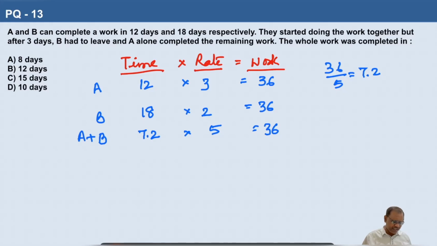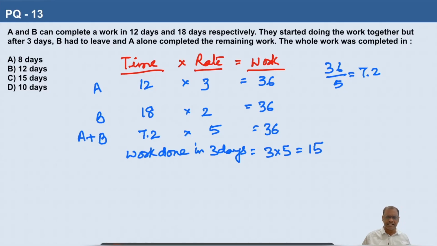But after 3 days, B had to leave. So A and B worked for 3 days. Every day they will do 5 units of work. So work done in 3 days is equals to 3 into 5. Every day they will do 5 units of work. So 15 units of work is done in 3 days.